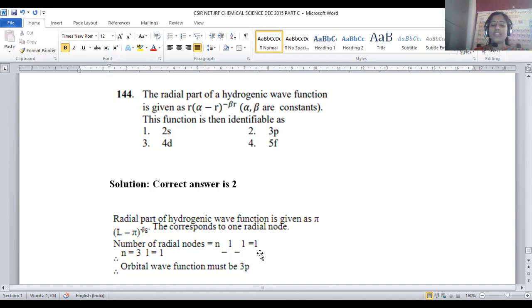So similarly, to predict the radial nodes, n is equal to 3, L is equal to 1. When substituted, we will get one radial node. So n is equal to 3 denotes the principal quantum number. L is equal to 1 means which orbital it is? P orbital. Obviously, now the orbital wave function will be 3p. 3p is provided in option number 2. For question number 144, option number 2 is the correct answer. So how did we depict this? Based on the formula for the number of radial nodes, we depicted it is the 3p orbital.